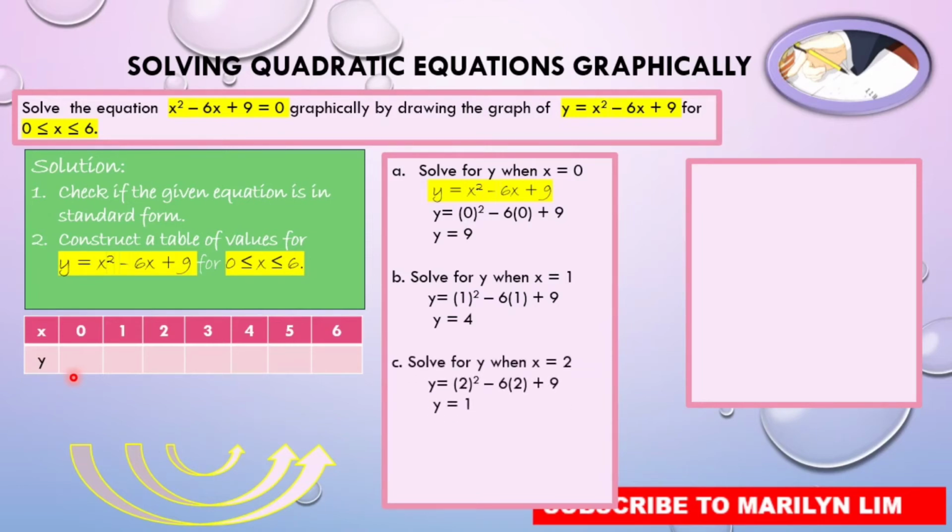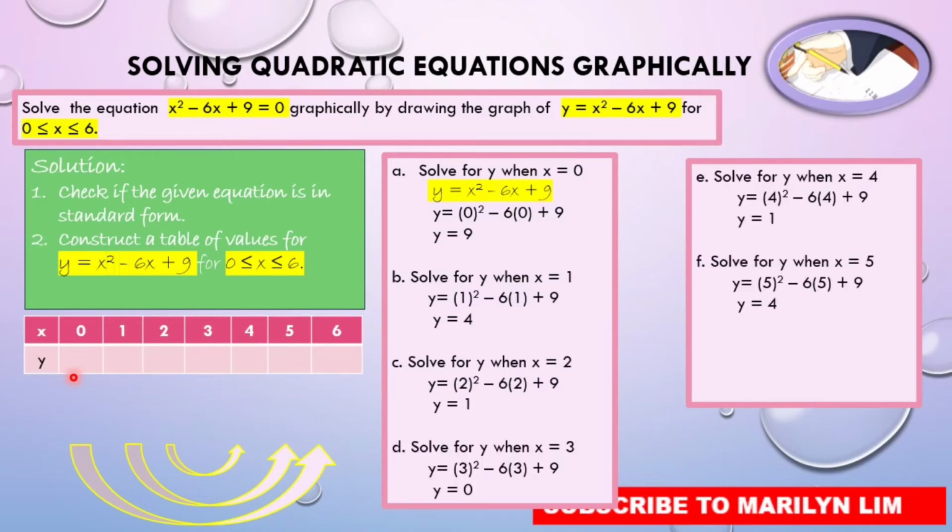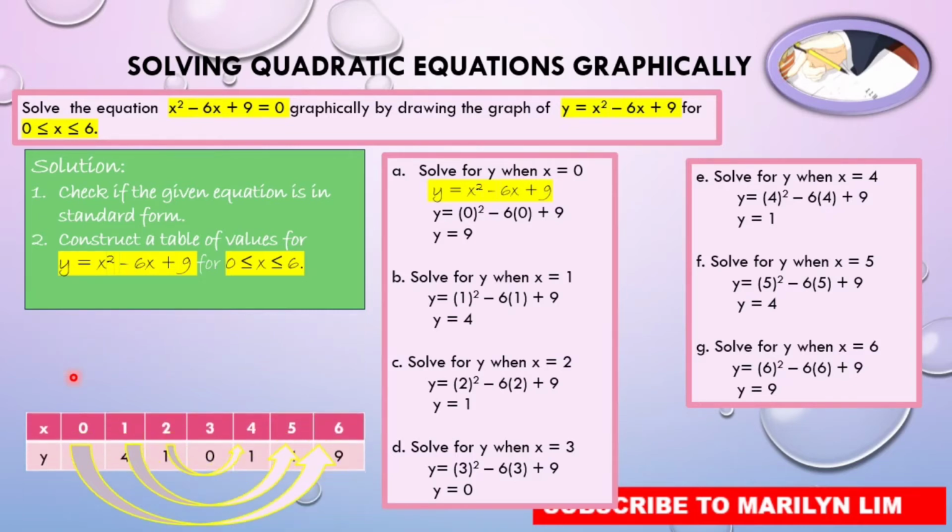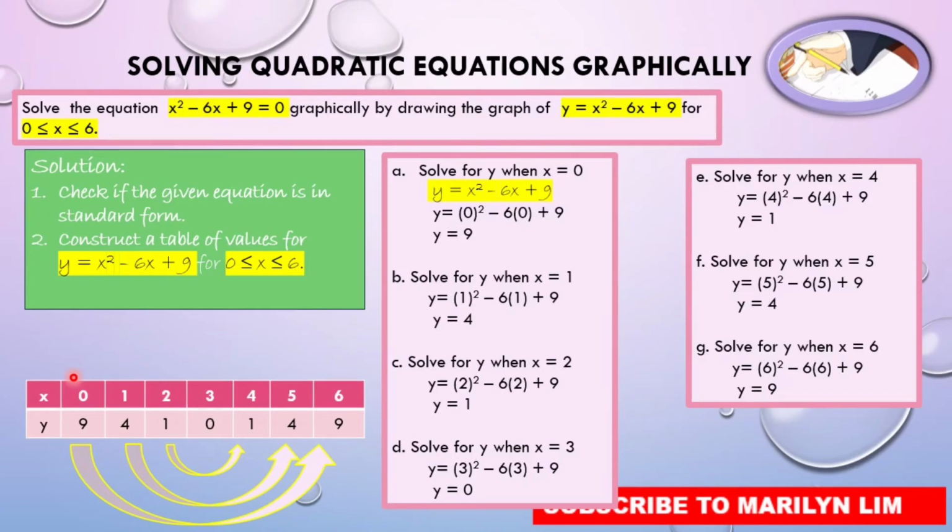Okay, so letter C, solve for y when x is 2. Again, substitute the values until you reach 4x is equal to 6. Then after that one, write all the values of y in your table. Okay, so that's it. So what are these arrows? I just put them in here so that you can see the pattern. Again, I am telling you, math is a science of pattern.